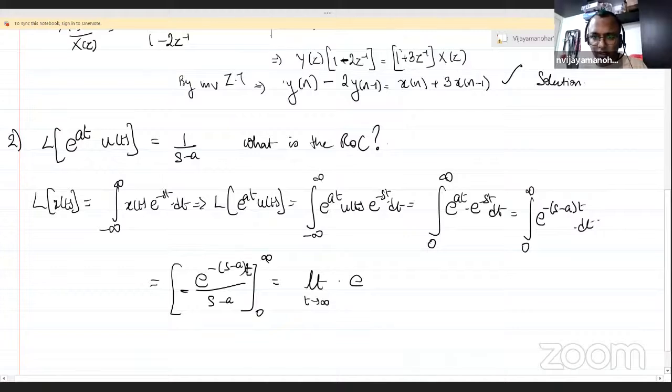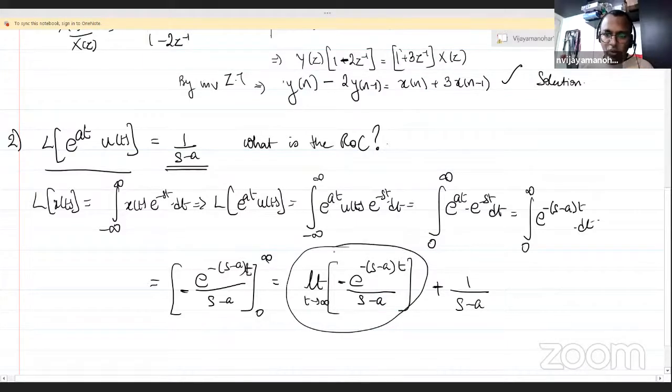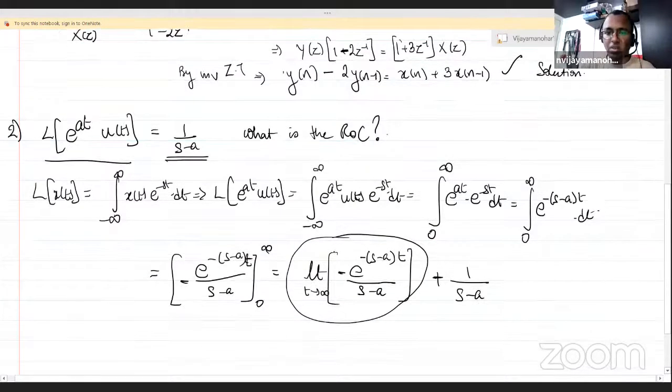The limit t tends to infinity of e power minus s minus a t divided by s minus a. The limit is only for this. Minus of minus will become plus 1 by s minus a, because when I substitute 0, e power 0 is 1 divided by s minus a. So this will converge to 1 by s minus a only when this factor is becoming 0. So now the question is when this factor will become 0.